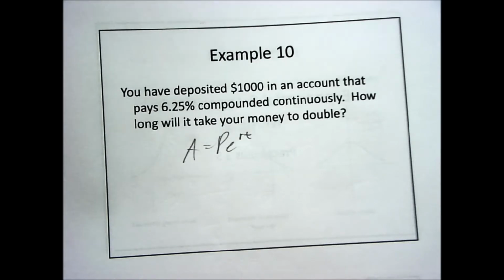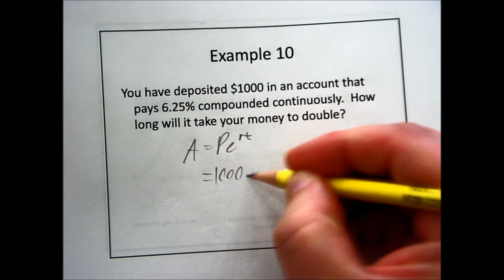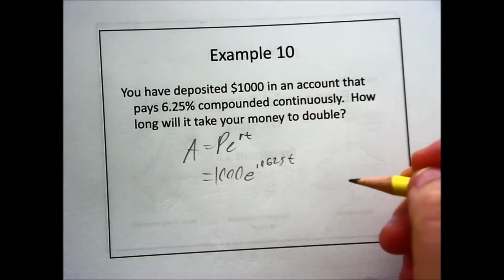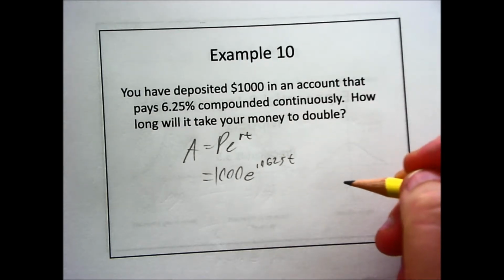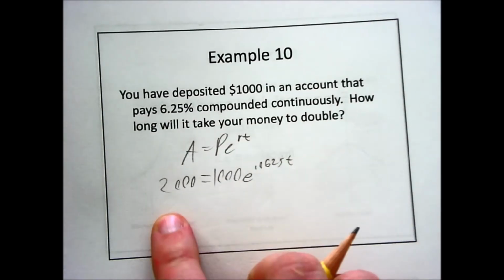It's just fun. Okay. So it'd be 1,000 e to the 0.0625t. And then we would double, so it'd be 2,000. If we put in 1,000 over here, we have to put 2,000 over here.